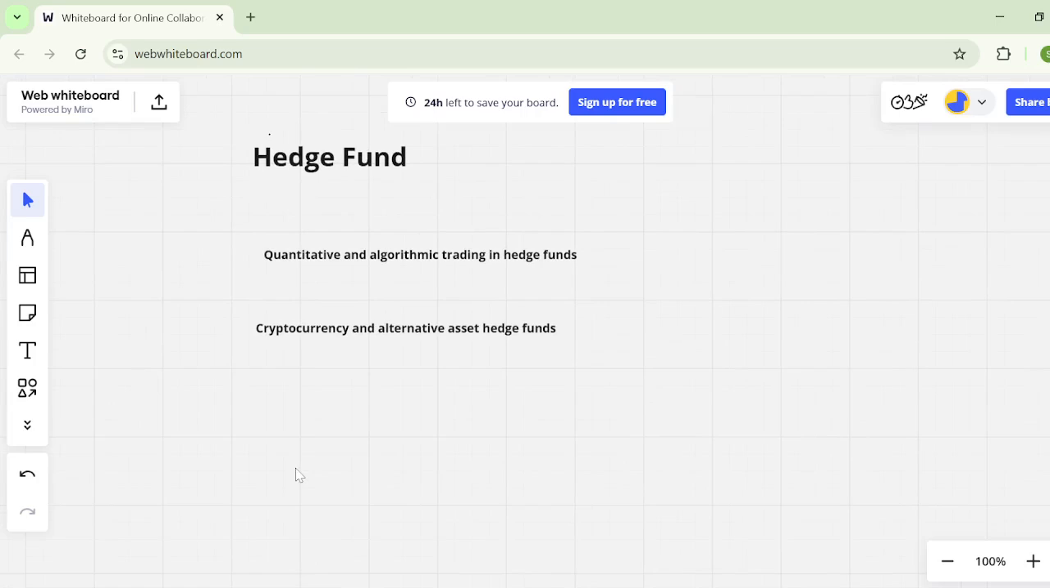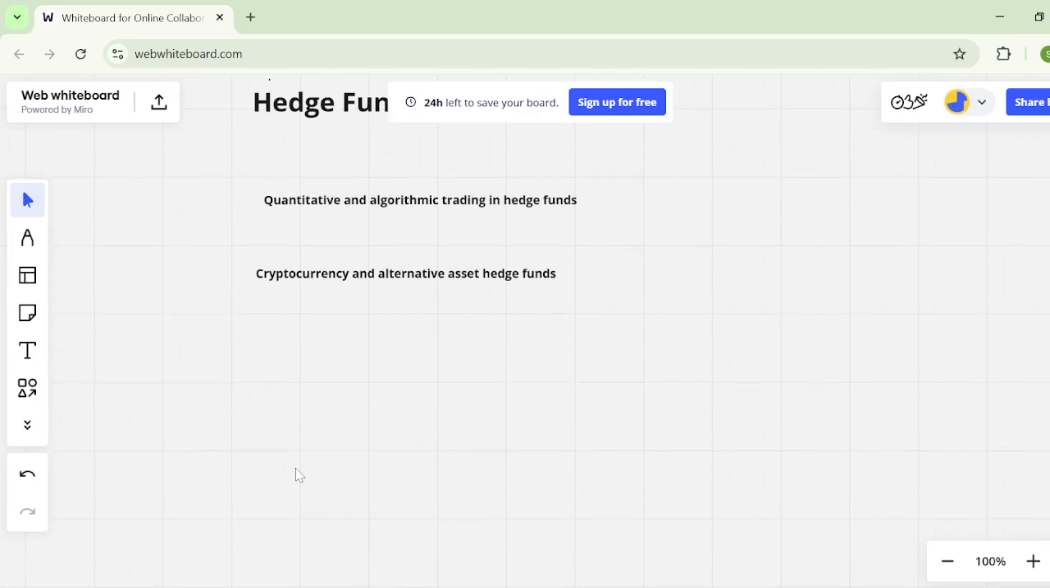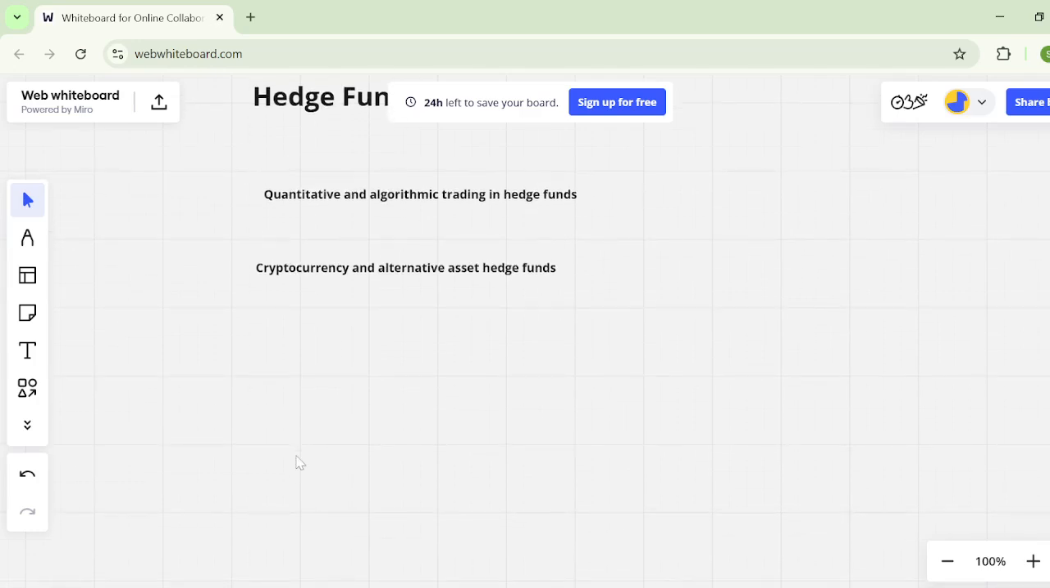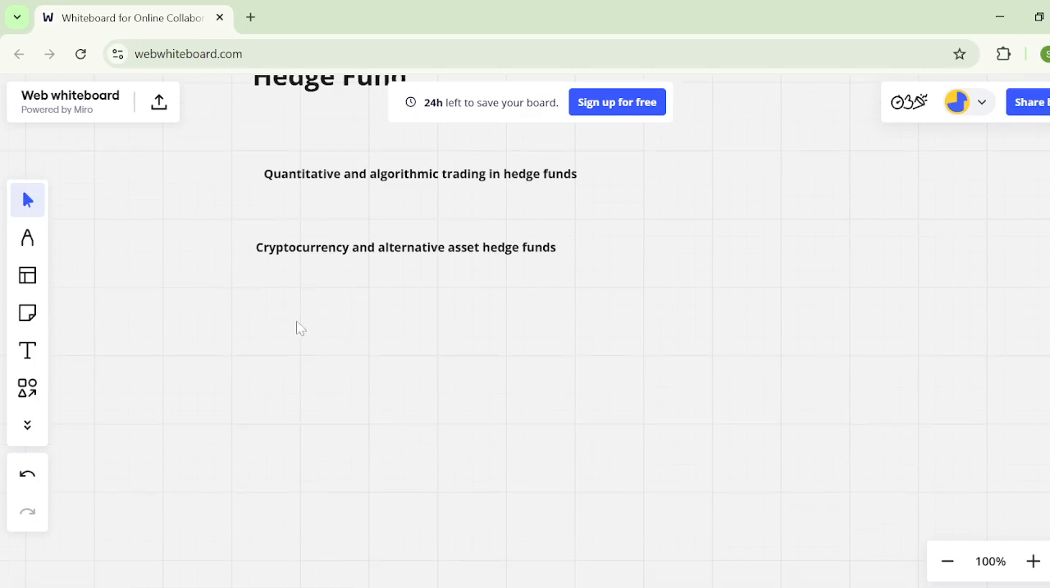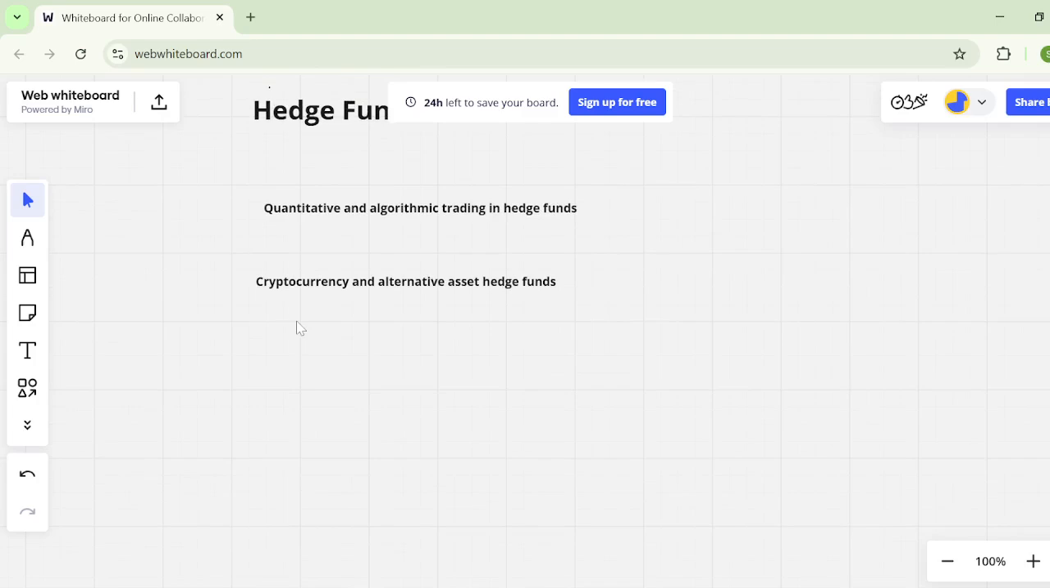Crypto hedge funds invest in Bitcoin, Ethereum, and altcoins. The strategies include HODLing, arbitrage, and DeFi trading. For example, Pantera Capital is a leading crypto hedge fund that has invested in Bitcoin since 2013. Alternative asset classes include real estate, commodities, and art funds. So hedge funds also invest in gold, oil, real estate, and even art collections. These assets provide diversification and inflation protection. For example, Masterworks invests in fine art. So that's all the topics covered in this module.